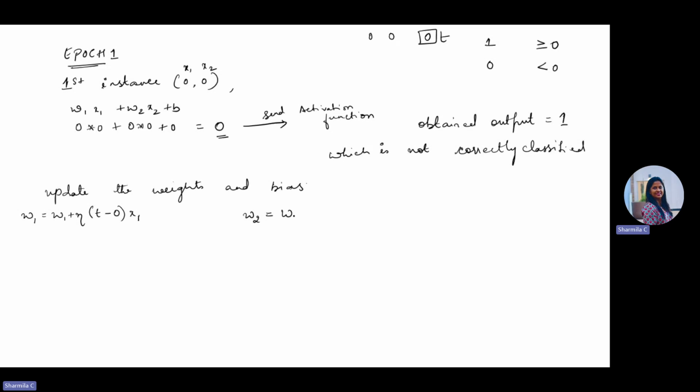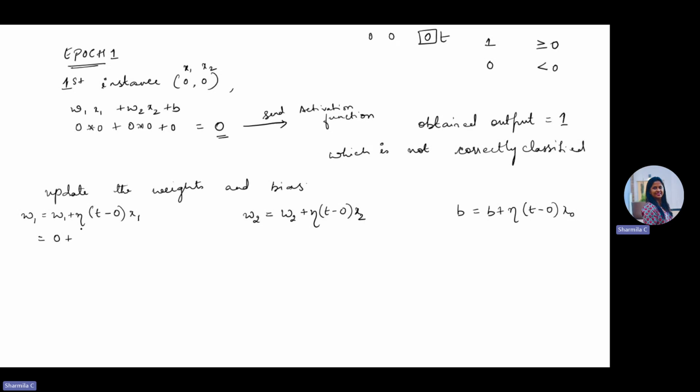W2 equals W2 plus the learning rate times the target output minus the obtained output into the second input, that is X2, and the bias value B equals B plus again the learning rate times the target output minus the obtained output into X naught, where X naught is always equal to 1. Now substitute the values here.